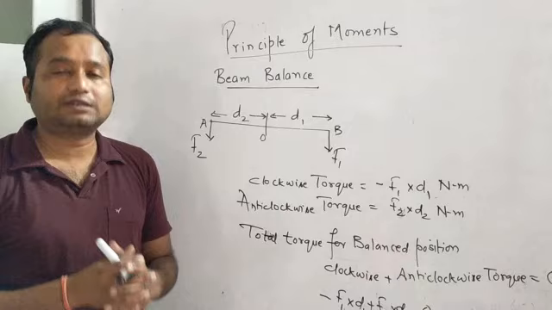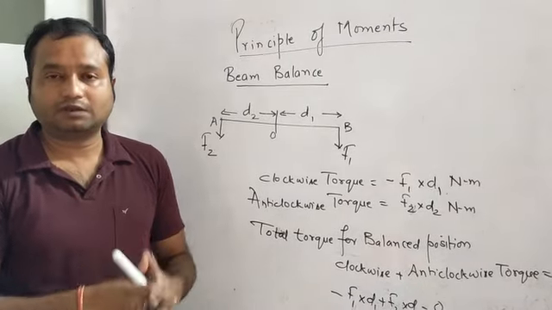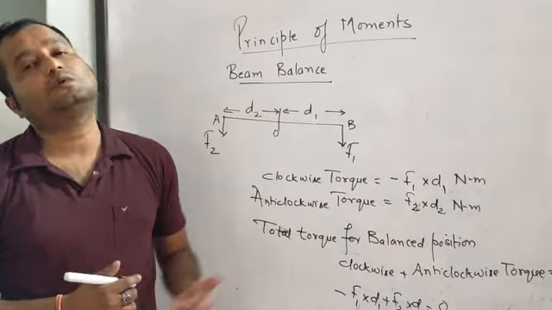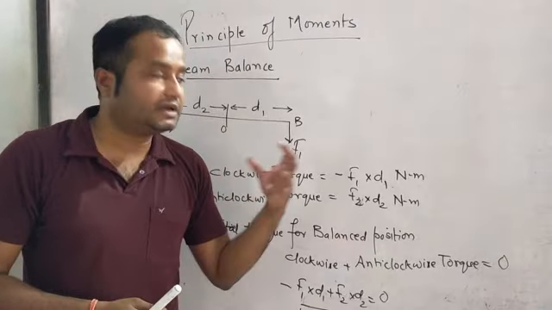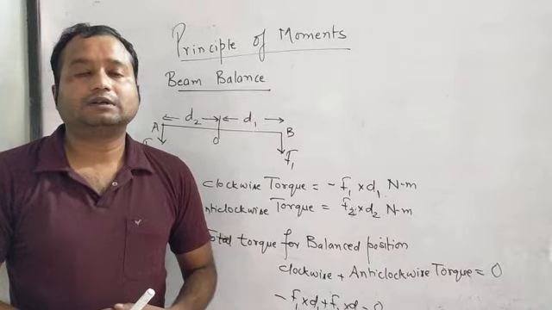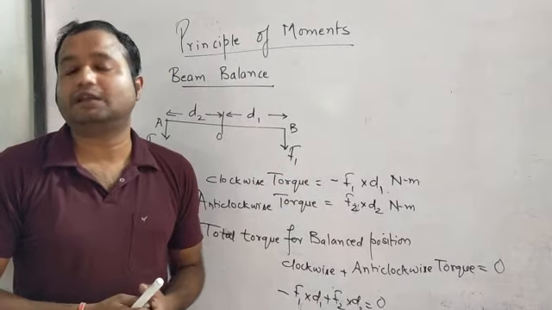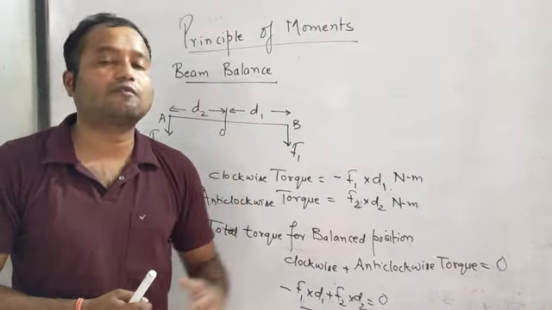I repeat, it states that for a balanced condition, anti-clockwise torque should be equal to clockwise torque. In the next part, I'll be dealing with the numericals of this chapter. Till then, please revise these derivations so that you can easily solve the numericals.